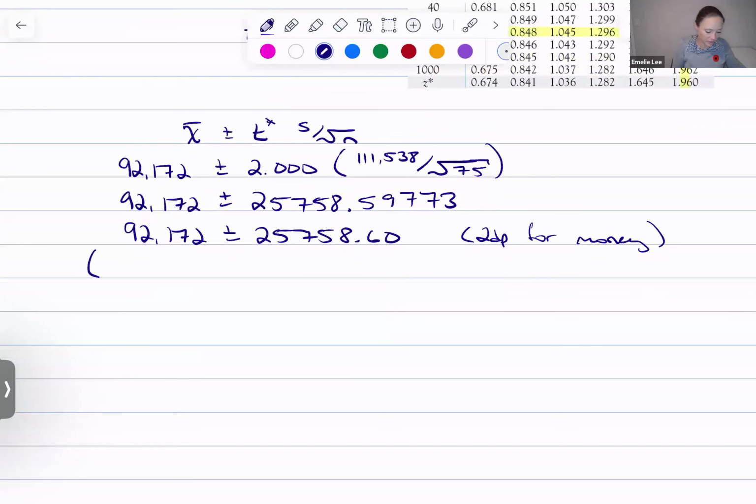So my interval looks like this: 92,172 minus 25,758.6. I get 66,413.40. 92,172 plus 25,758.6 is 117,930 and 60 pennies.